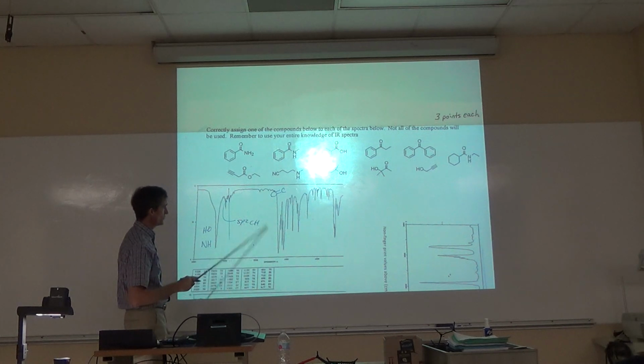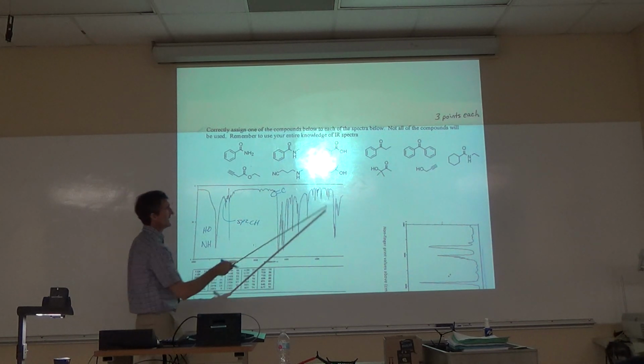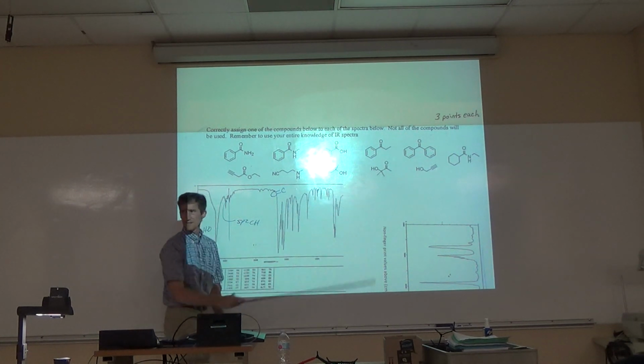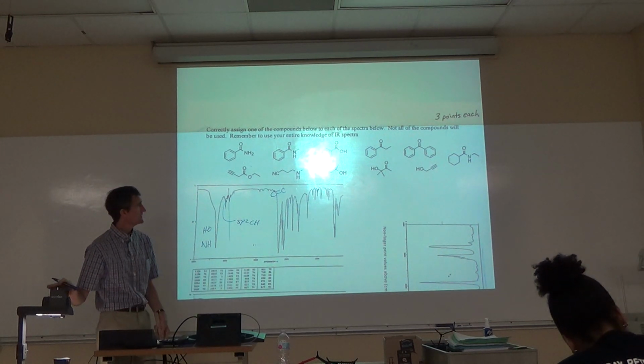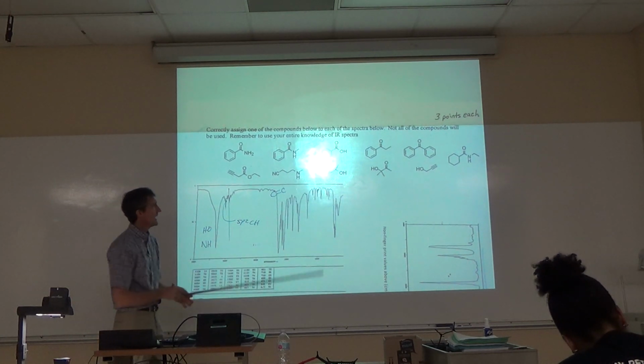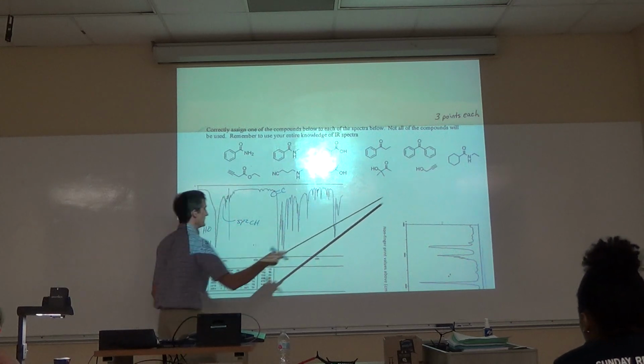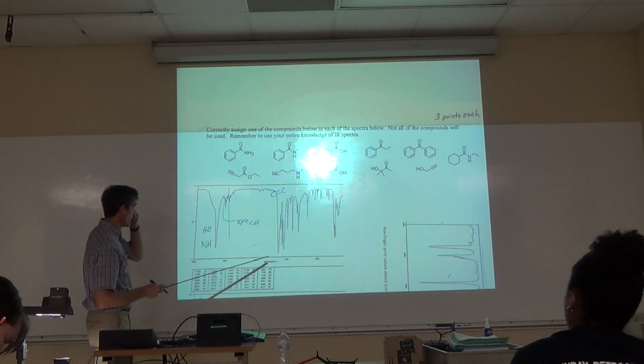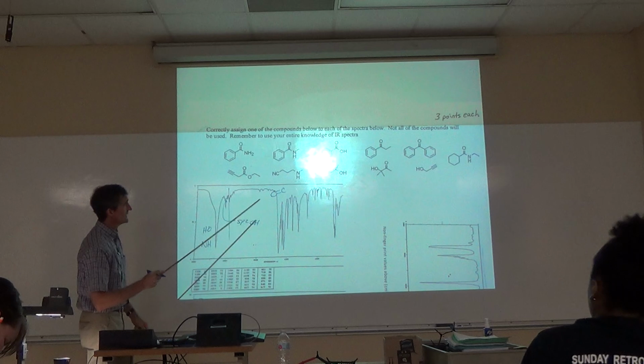Again, that's too weak. Where'd you go? One below. It's too weak to be a carbonyl. Carbonyl tends to be a stronger peak. That's an alkyne. That's going to be a carbon-carbon triple bond, about 2200. I don't see that.